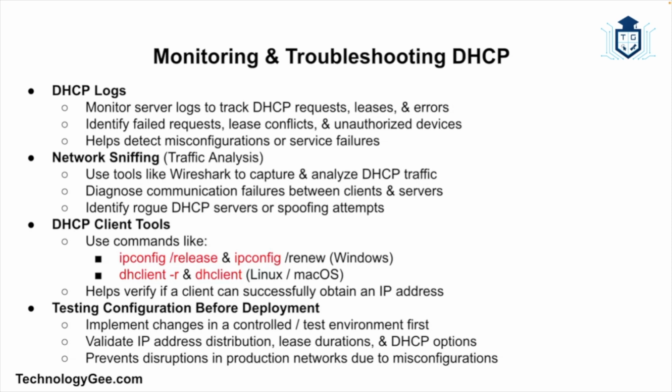In these logs, they typically contain information about DHCP requests, leases, and errors. You have network sniffing. You want to use network sniffing tools like Wireshark to capture and analyze DHCP traffic. And this can help diagnose issues with DHCP messages and communication. You have some DHCP client tools. So you want to use DHCP client tools to release and renew IP addresses. And this helps to diagnose client-side issues. So you want to test DHCP server configuration changes in a controlled environment before deploying them to the production network.